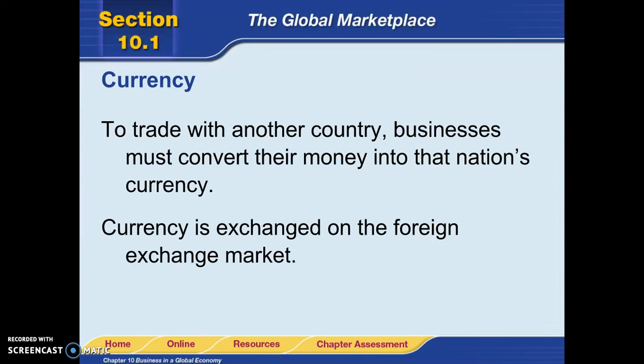Currency. Let's talk about currency. When we're trading with other countries, they use different currencies. So to trade with another country, businesses must convert their money into that nation's currency. If we were trading with a European country, we might have to convert the US dollar into euros or vice versa. Currency is exchanged on the foreign exchange market, where currency gets changed from one to the other to solidify and complete a transaction.